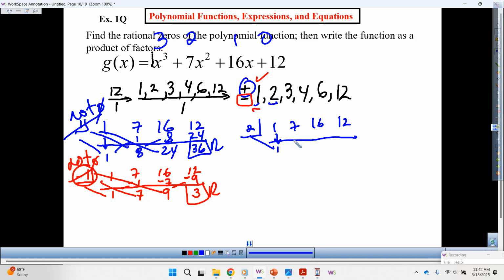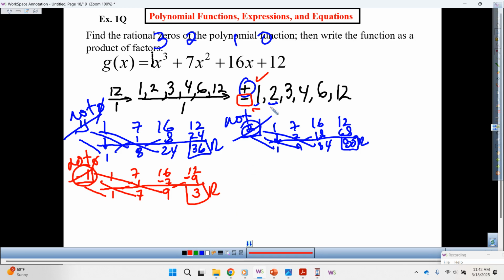2 times 1 is 2. Combine, that's 9. 2 times 9 is 18. Combine, that's 34. 2 times 34, that's 68. Combine, that's 80. Nope, this is not our 0. So far so good, yeah?